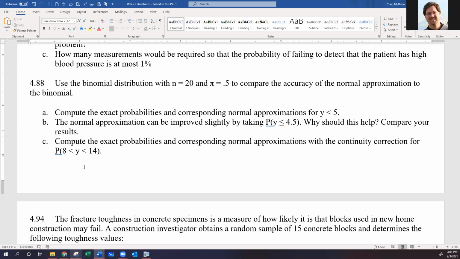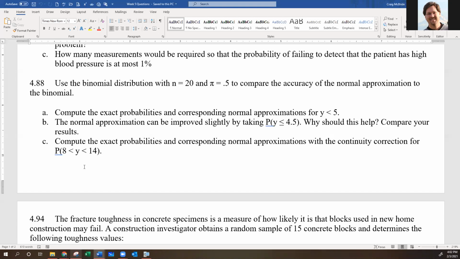And if you run the normal approximation for things less than 5, it'll be okay, but it won't be great. It won't be really close to the actual answer you get from the binomial. However, if you change it and run the normal approximation for less than 4.5, so you're basically doing a normal CDF up to 4.5, then your number should get better, and it should get pretty darn close.